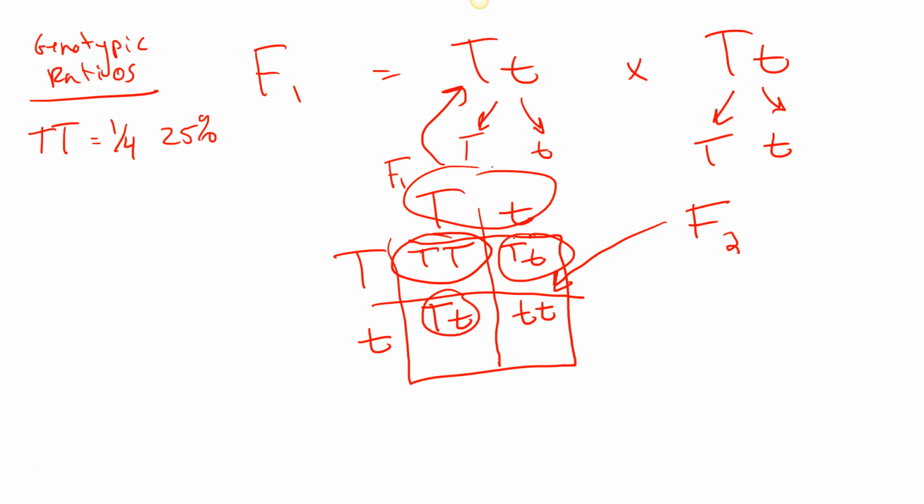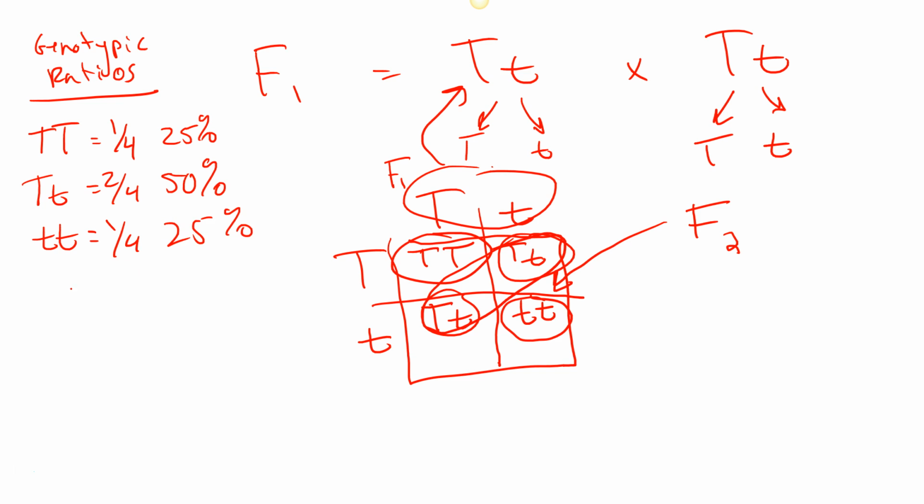What else do I got? Oh, looks like I have these guys right here. Those guys are 2 out of the 4. That's 50%, right? And then I got this guy right here. That's 1/4. That's 25%. So the ratio is a 1 to 2 to 1 ratio. For every one of these, I have 2 of those and 1 of those.